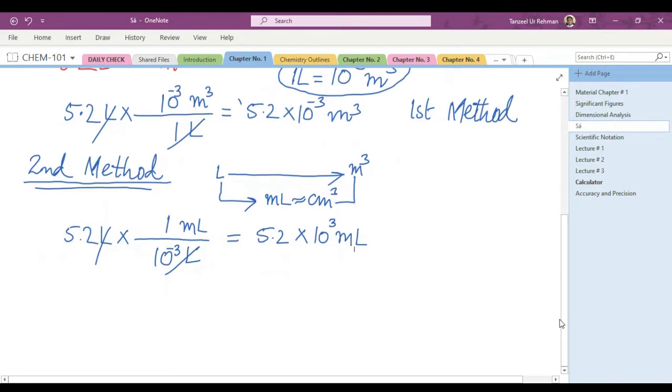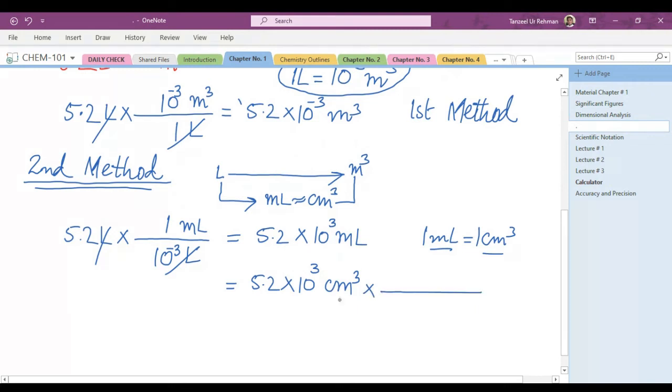Now we know that 1 milliliter is equal to 1 centimeter cube. So milliliter is equal to centimeter cube, and we can easily write 5.2 into 10 to the raised power 3 centimeter cube. Now change this centimeter cube to meter cube. How? Multiply, divide. Centimeter cube down, and meter cube up.